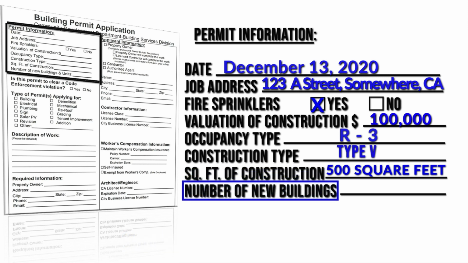Then there is the number of buildings proposed. If we were constructing a building or buildings, then we would indicate the number of buildings. But since our submittal is for a 500 square foot addition to an existing building, we would put down 0. This completes our first block of information.